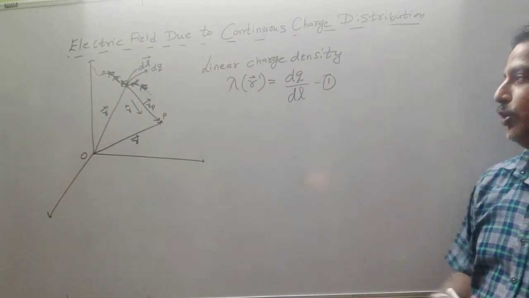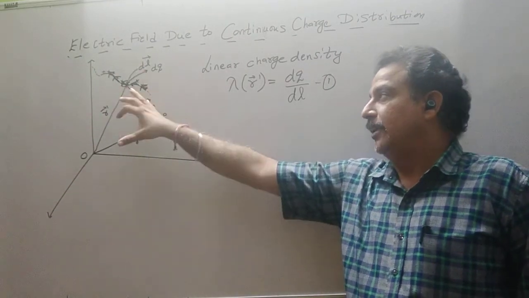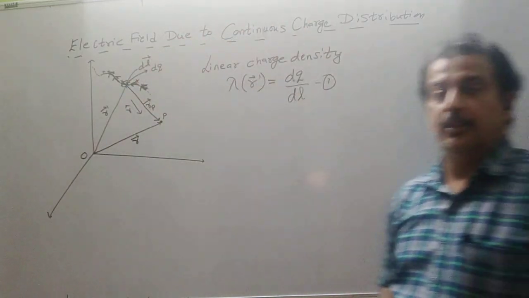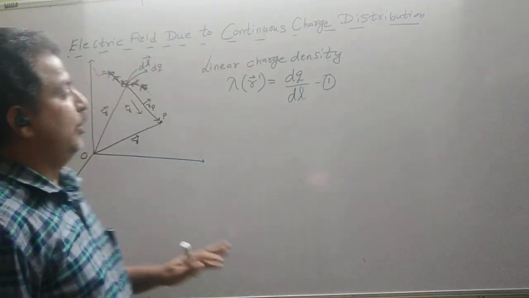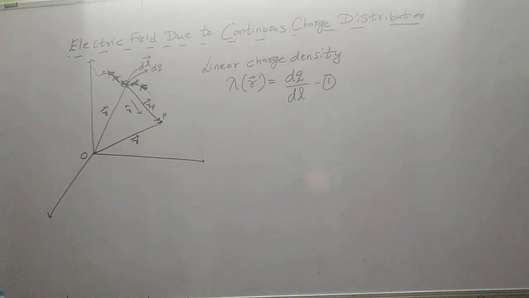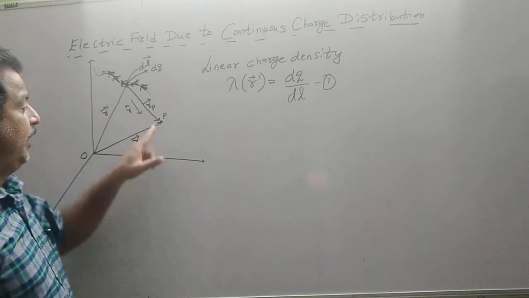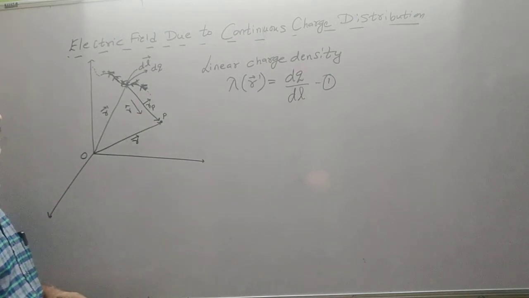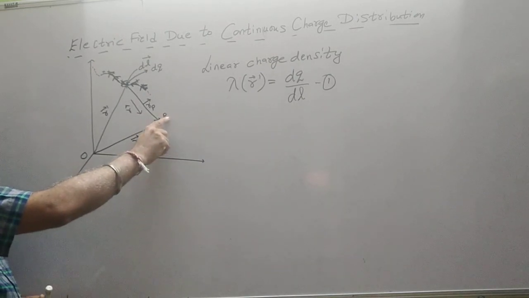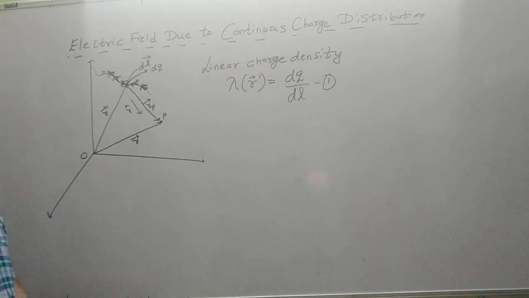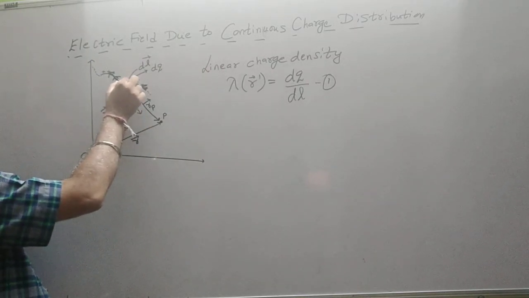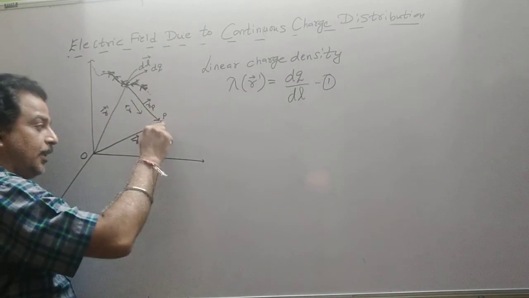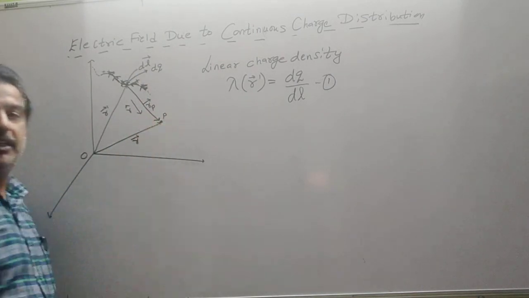So the first step is to divide the entire distribution into small elements. Then we define the linear charge density. Now it is very simple. We have to find out the electric field intensity at point P. We already know the formula for electric field intensity at any point due to a small amount of charge dq. So here dq is a source, and here at point P we will keep a test charge.